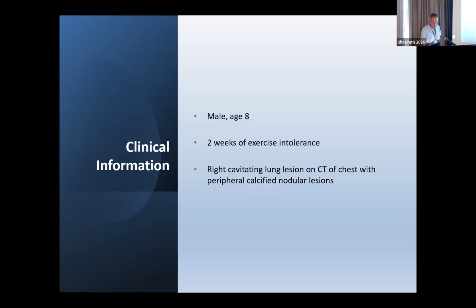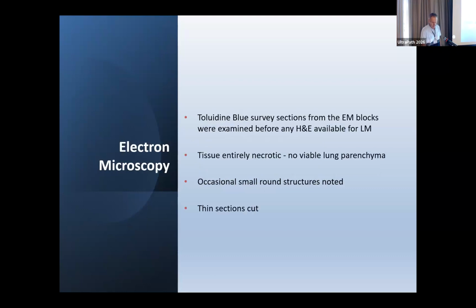So we received a little bit of this specimen. Quite often we look at the EM before anything else has been done in our lab, and this was such a case. There was no light microscopy or anything when we were preparing the toluidine blues. So we looked at them. The tissue was entirely necrotic. There was no viable lung parenchyma. There were occasional small round cells noted. And I thought, well, that looks like something unusual. We should cut some thin sections.